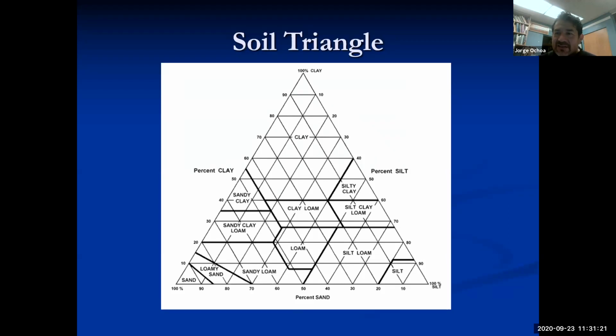Here's a generic drawing. This is referred to as a soil triangle. And so there are many, many ways that you can estimate the percentage of the different components.